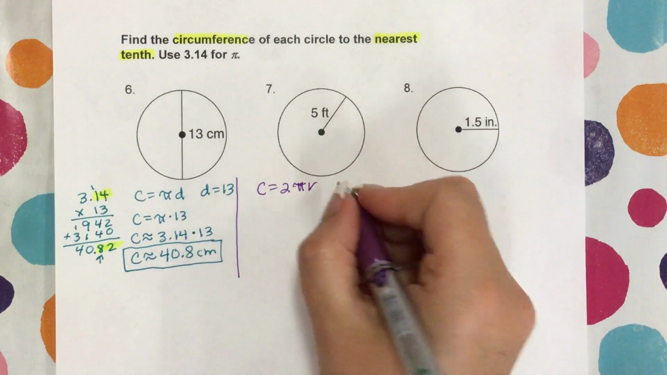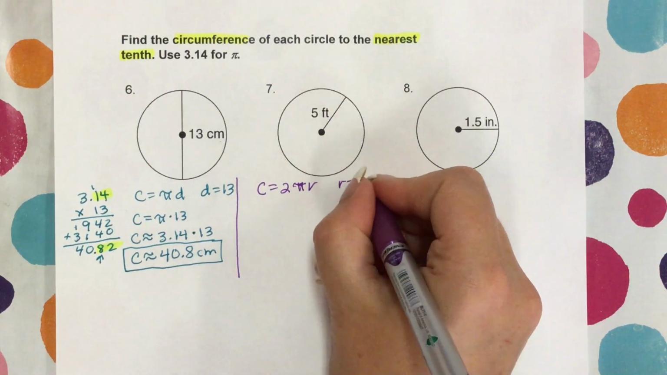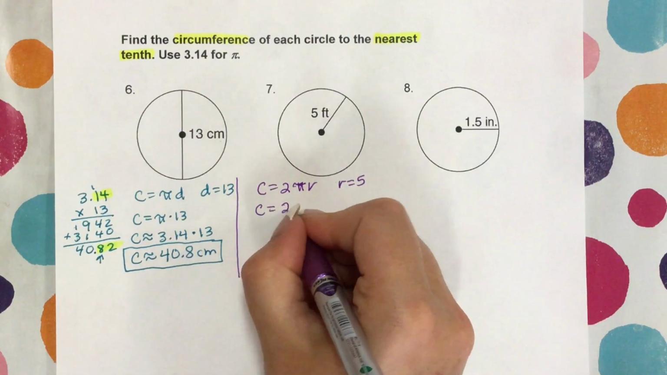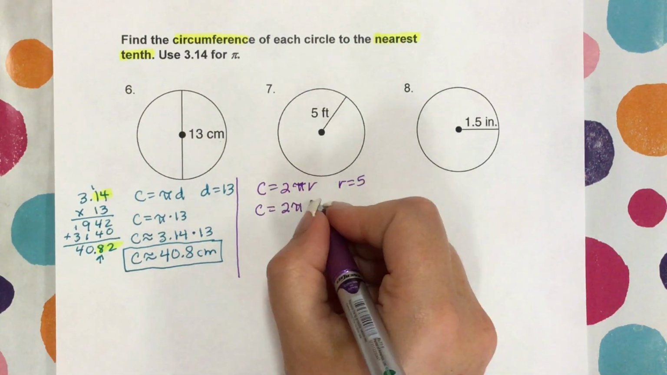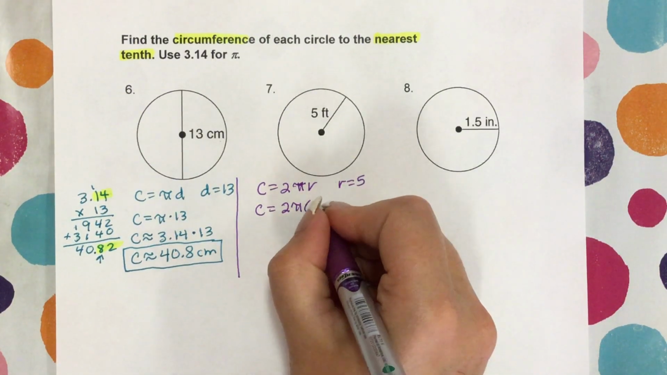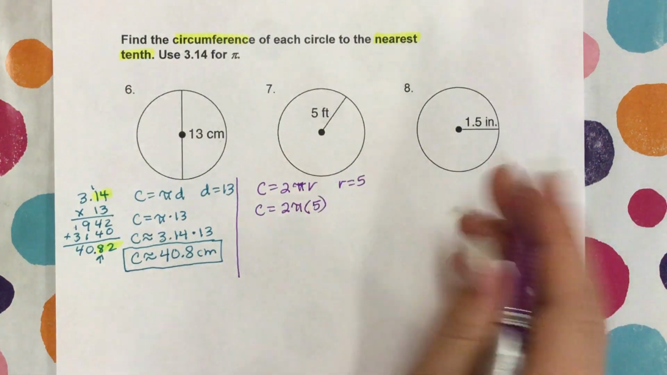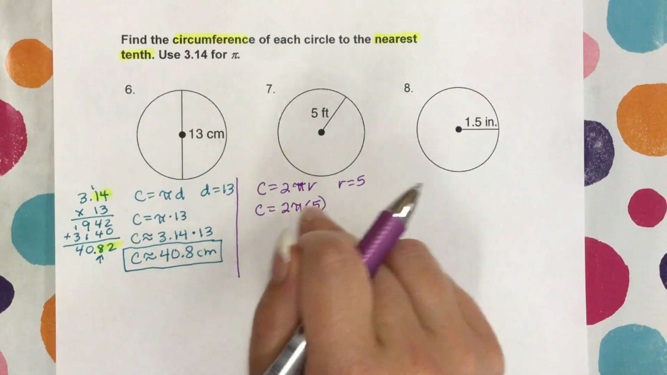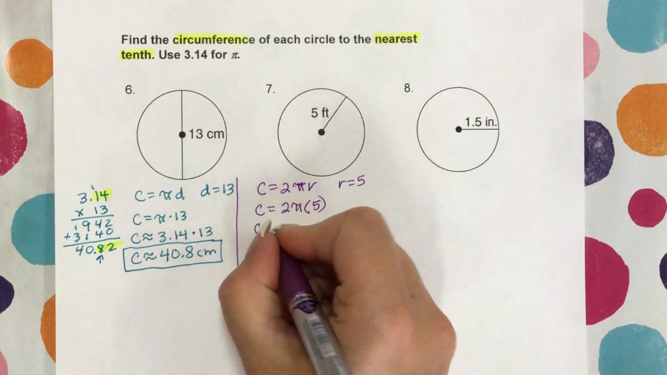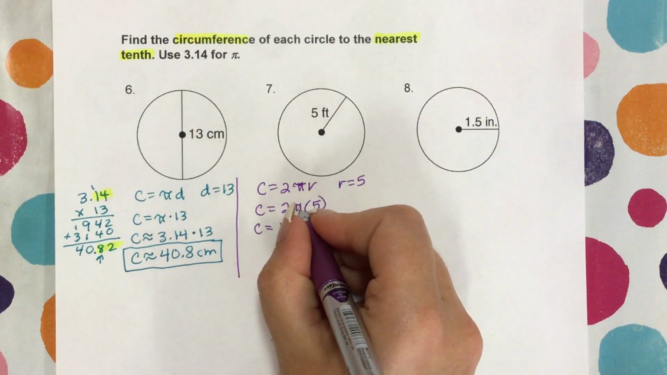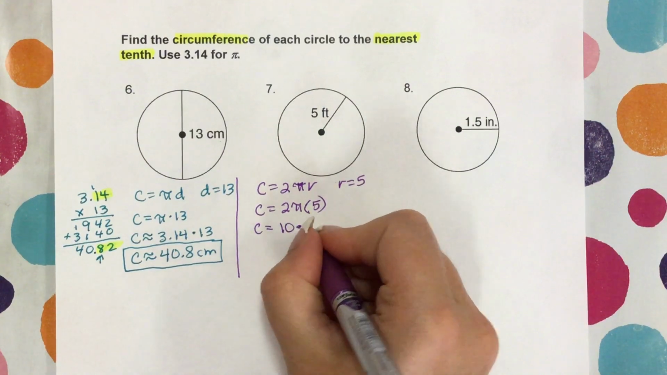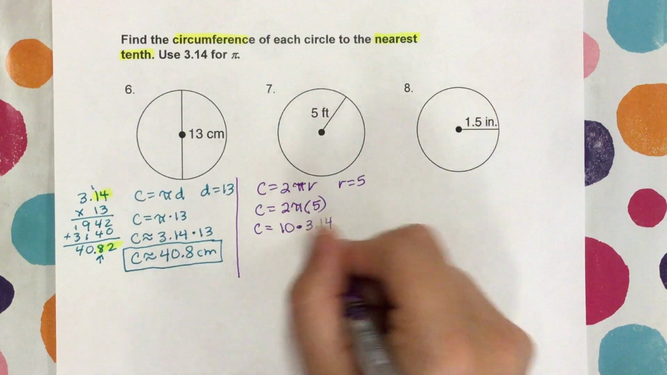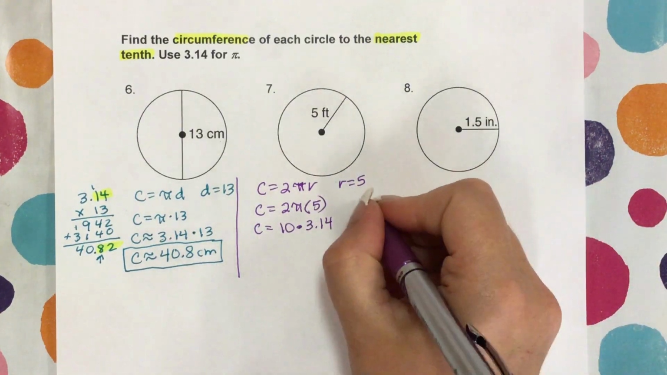Now the radius is equal to 5, so I'm going to say r equals 5, and then we're just going to substitute it in. So C equals 2 pi, r is 5, so I'm going to write in 5 times 5, parentheses means times. Okay, and then I'm just going to do this little bit right here. 2 times 5 is the same thing as 10, so circumference equals 10 times pi, and pi is 3.14. Perfect, perfect, perfect.